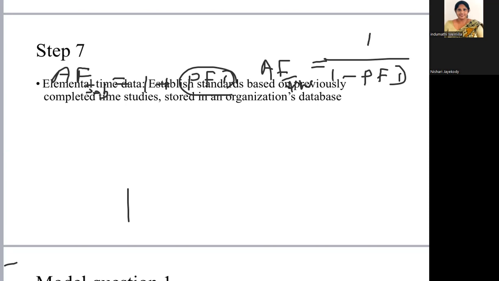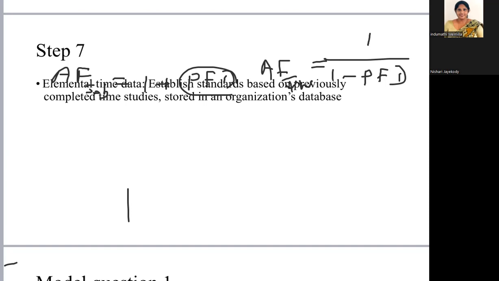So now, one more thing I would like to remind you. An advantage of using standard element time is that you need fewer time studies, right? So that's why we use standard element times. Using standard elemental time, you need fewer time studies. The result of each time study goes into the database and is available for setting future standard times, right?